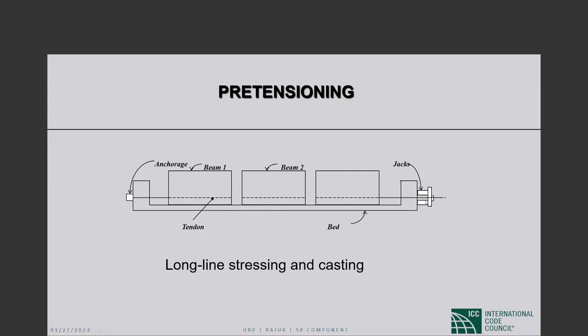It's anchored here, stretched here. And then once the beams are hardened, we cut it here, cut it here, cut it here, and cut it here. All the beams will go into camber. And then all of them can be cured, and then they can be placed in service or transported or whatever. We call this long line casting or stressing.